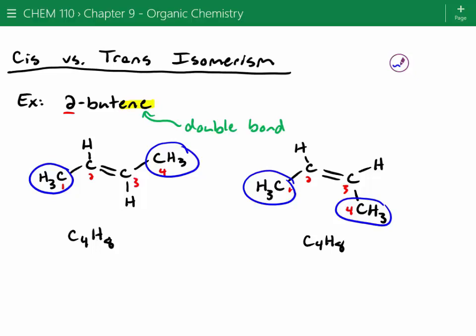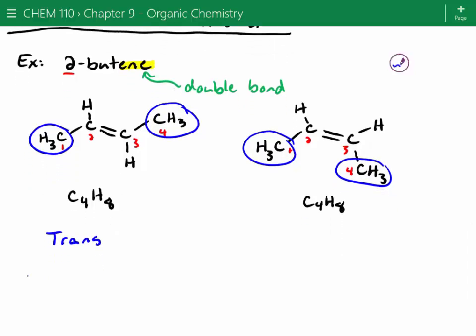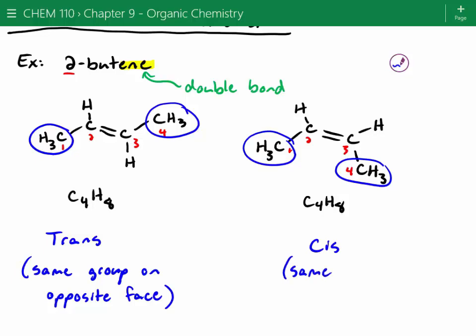And so what we call these are trans. And basically it means same group on opposite faces. So those methyl groups, one's on one side of the double bond, one's on the other side. And then cis means we've got the same group on the same face.